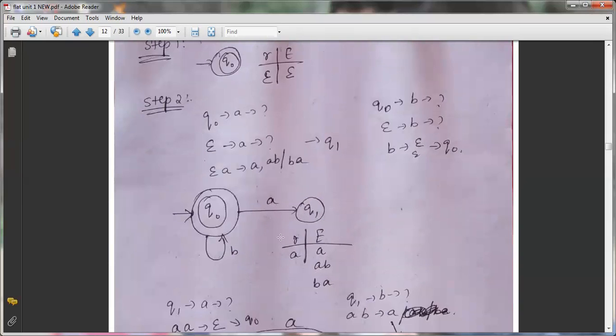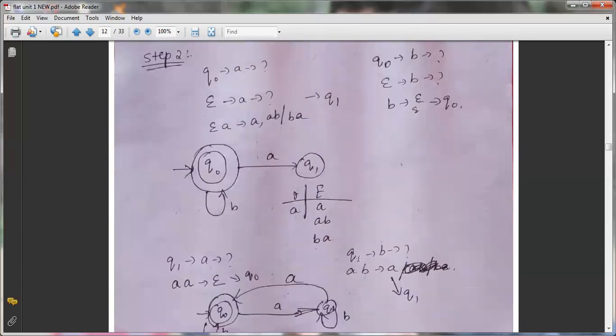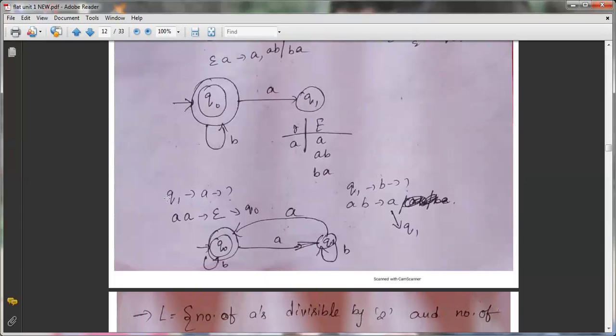What is the read value for Q1? A. What is the expected value for Q1? A, AB or BA. Now what I have to do, I have to calculate for Q1. Q1 on A is going to where? We don't know. So what is the read value for Q1? A on A is going to where? We don't know. So epsilon, because A is there. A is divisible by 2 or not. The number of B's can be any, no? So that can be 0 also. So it is connected to Q0. So from Q1 on A, giving an input as A, it is going to Q0.